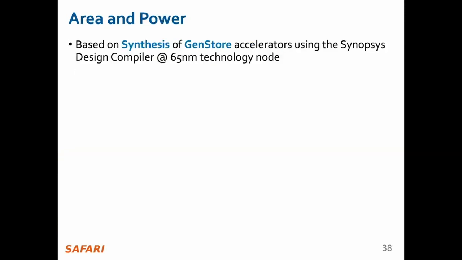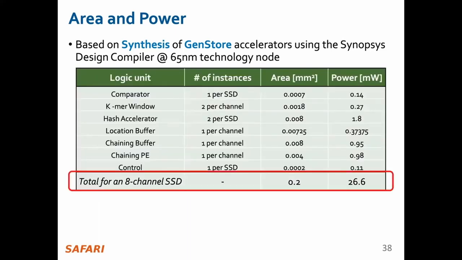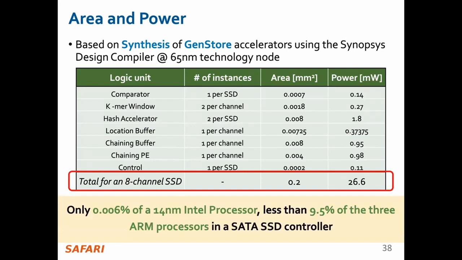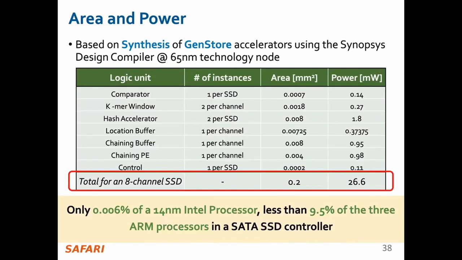We find the area and power values of GenStore by synthesizing GenStore-EM and NM using a 65 nanometer technology node, and find that for an 8-channel SSD, the area of GenStore is 0.2 square millimeters, and power is 26.6 watts. By scaling the area to lower technology nodes for a fair comparison to some common systems, we observed that the area overhead of GenStore is 0.006% of an Intel processor and less than 9.5% of the 3 ARM processors in a SATA SSD controller. In an SSD controller, we also have many different accelerators for different functionalities, or ECC units, so the total area is larger, but even compared to those 3 small ARM cores inside the controller, it takes only 9.5%.